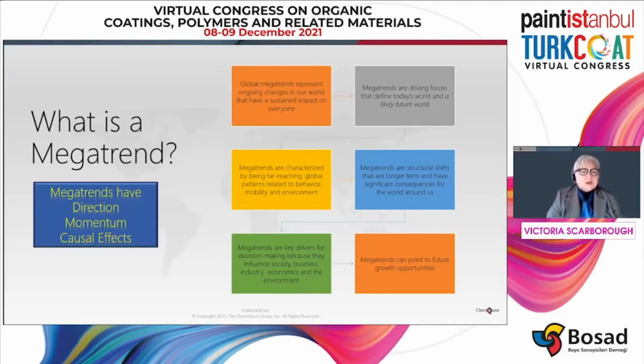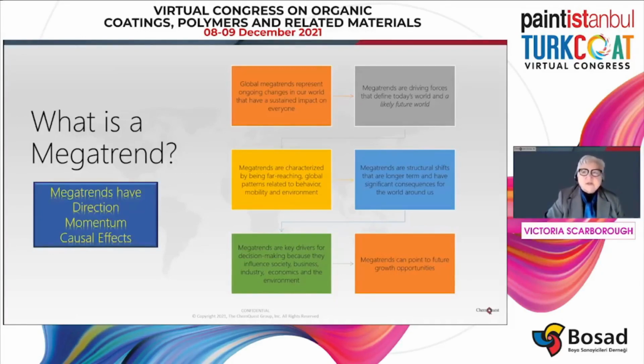And it drives our decisions around things that happen in our society. Business, industry and economics are affected, and the environment is affected. So it can point to the future for growth opportunities if you're paying attention. And in short, a megatrend has direction, it has momentum, and it has a causal effect.